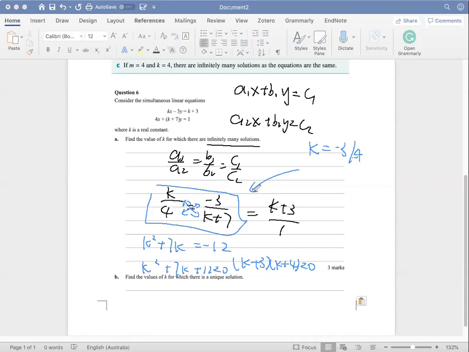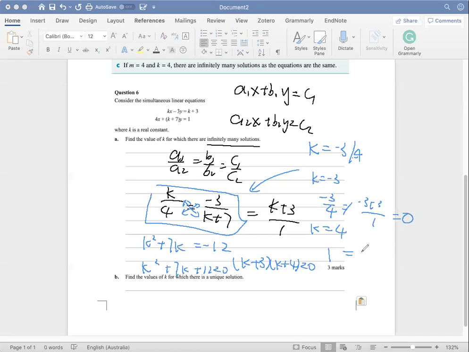We plug in. If my k equals -3, so it's -3 over 4 equals -3 plus 3, that is 0 over 1 equals 0. So these two are not equal, which means when my k is -3, the lines are parallel with each other, but they do not intersect. Okay, so this time I plug k equals 4 inside this function.